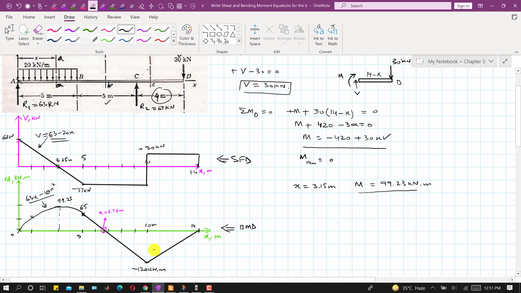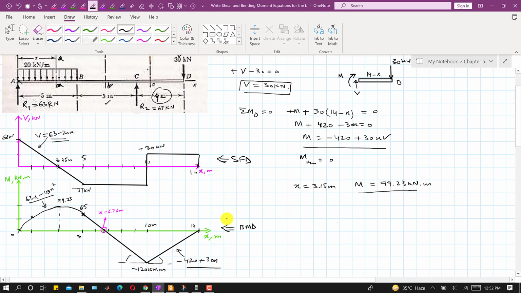And similarly, from x equals to 5 until x equals to 10 meters, the bending moment equation is a straight line equation with a negative slope, right? It is having negative slope. And from x equals to 10 until x equals to 14 meters, the bending moment equation is this minus 420 plus 30x, right? And it is with the positive slope, and the slope is 30, right? So this is the solution of this particular problem.